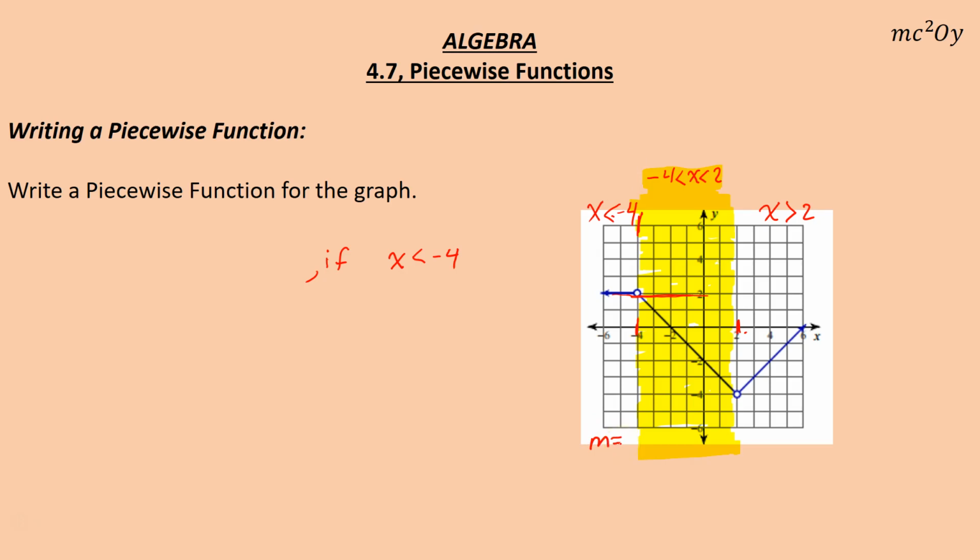I'm going to go in slope-intercept form. So b equals 2. My y-intercept is 2. My slope is 0. So my equation here is y equals 0x plus 2. Think y equals mx plus b, and 0x is just 0. So y equals really 0 plus 2, or 2. So we're using the equation y equals 2 if x is less than negative 4.